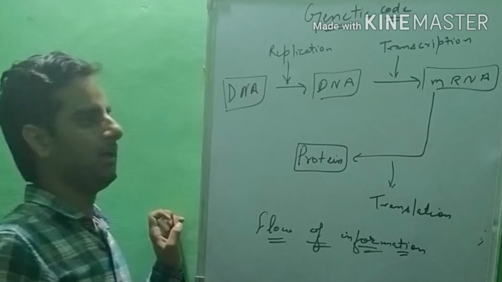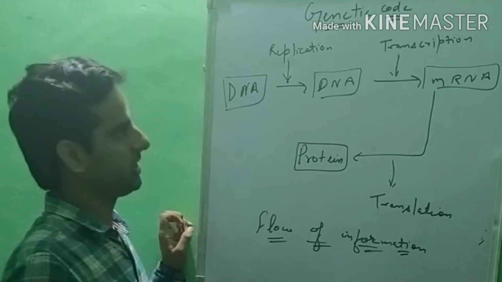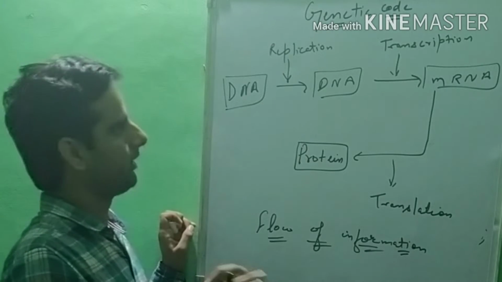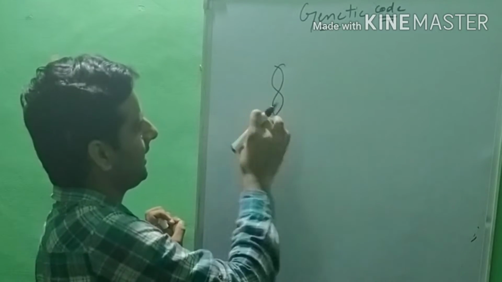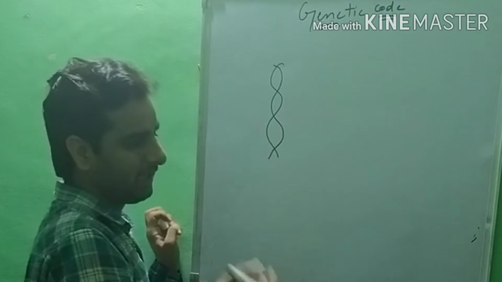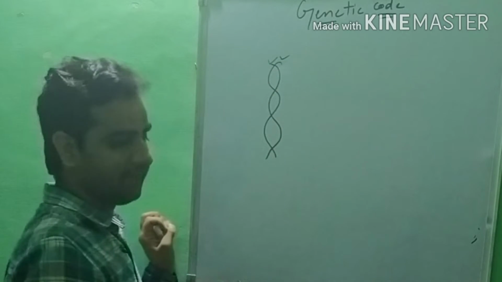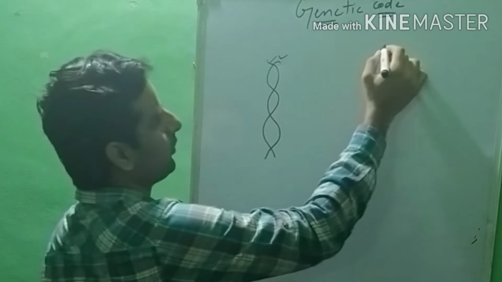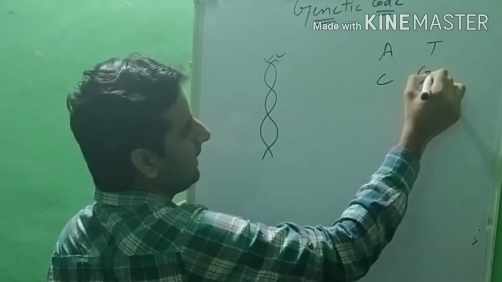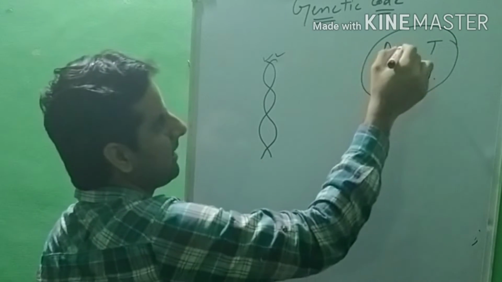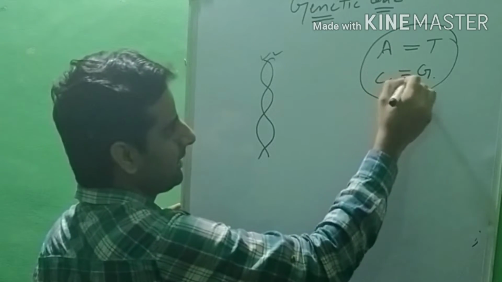What is genetic code? In the genetic code we come to know what codons are, what initiation codons are, what terminator codons are, and so on. Let us proceed towards our topic. Let us consider a DNA molecule, and we know that DNA is made up of two strands, and on the strands the nitrogen bases are present. Normally there are four types of nitrogen bases, that is adenine, thymine, cytosine and guanine. Adenine pairs with thymine with the help of two hydrogen bonds, and cytosine pairs with guanine with the help of three hydrogen bonds.